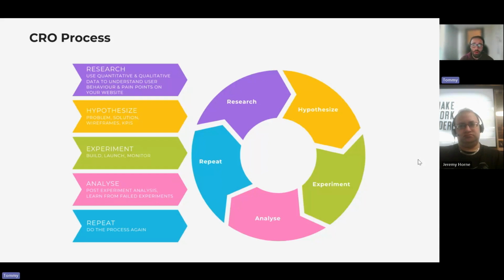Then you're going to launch the experiment. And this is the point I was mentioning briefly before. Is it right for everyone? It's more this middle section here. It's the experiment part. By experiment, we mean you're likely going to do an A/B test.